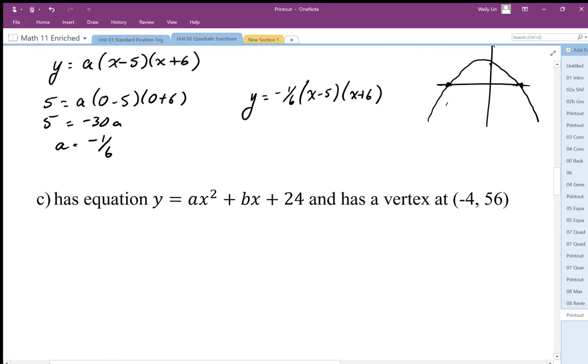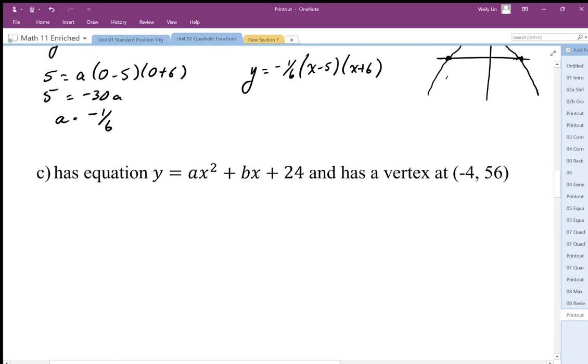Okay, so for this one here, we've been given the equation. We need to solve for a and b, and we're given the vertex. So we have two variables, but we've only been given 1 point. That's going to be kind of hard to solve for. However, we have to remember that the vertex is not just any point. It's the same as 2 points almost, because it tells us the symmetry.